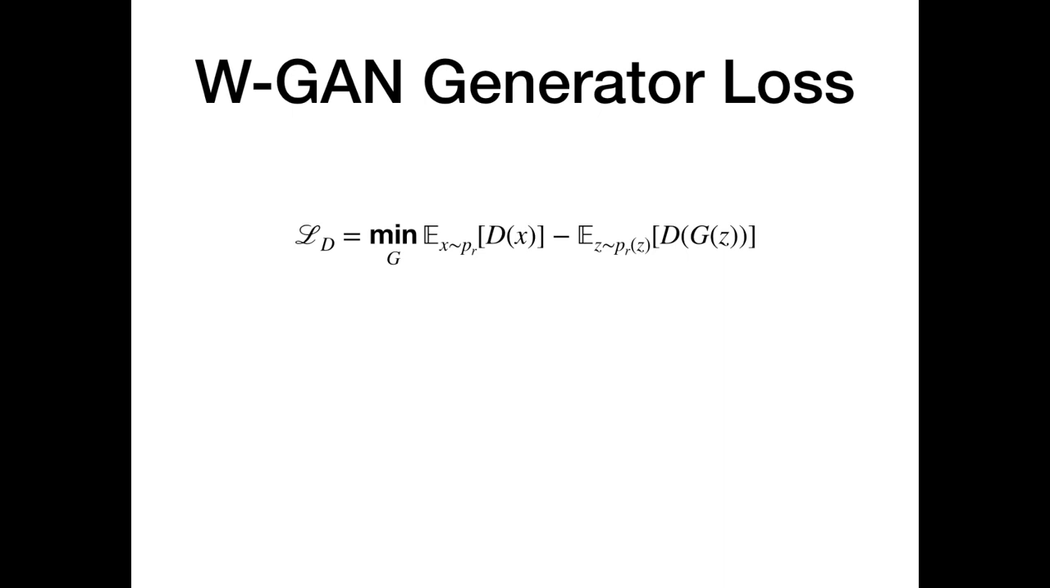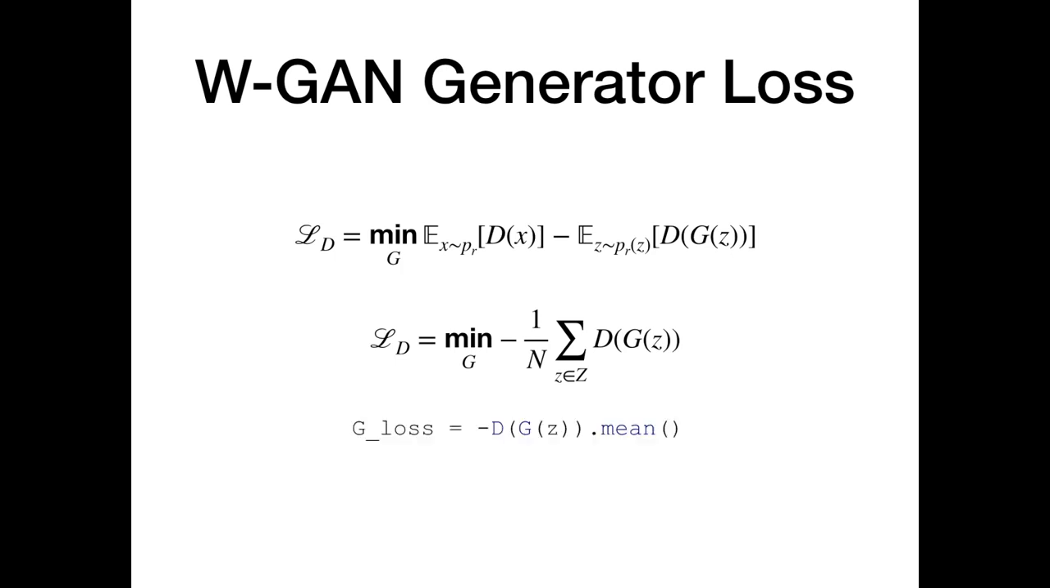Next, we're going to take a look at the generator loss in the WGAN setup. We can use a similar argument as we presented for the regular GAN generator loss to get rid of the first term, as it really doesn't depend upon G. Now, the loss for the generator can simply be written as the negative of the average over the scores assigned for the fake images. We can write this very simply in code.